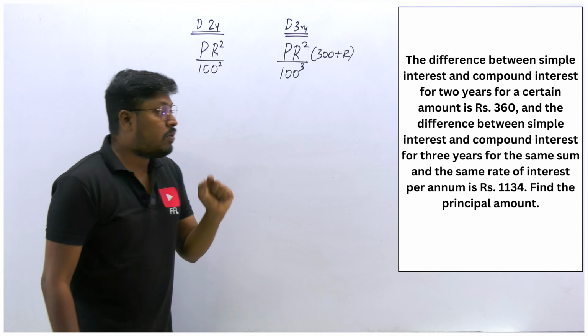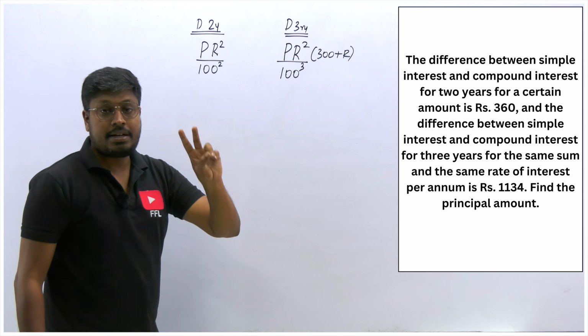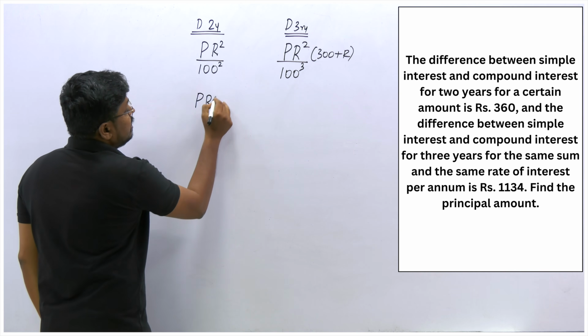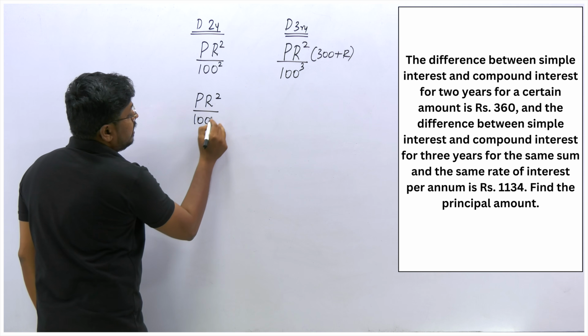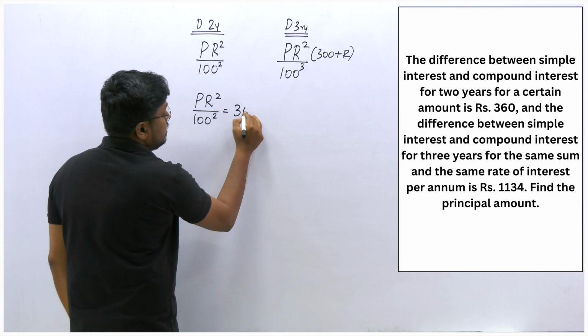Now, according to the question, what they are saying is the difference between simple interest and compound interest for 2 years. The value they have given for the difference between simple interest and compound interest for 2 years is 360. So 360.